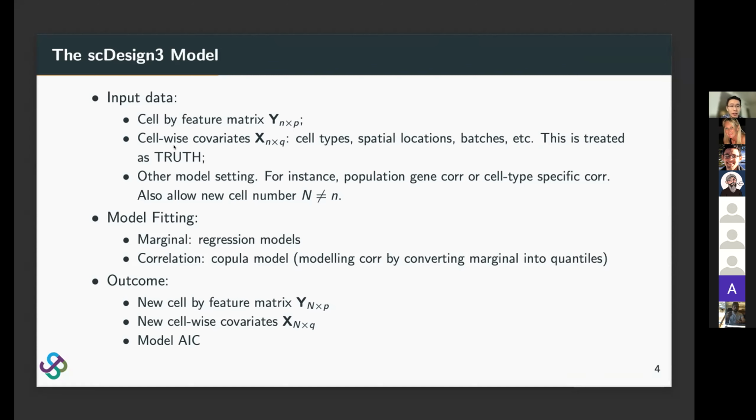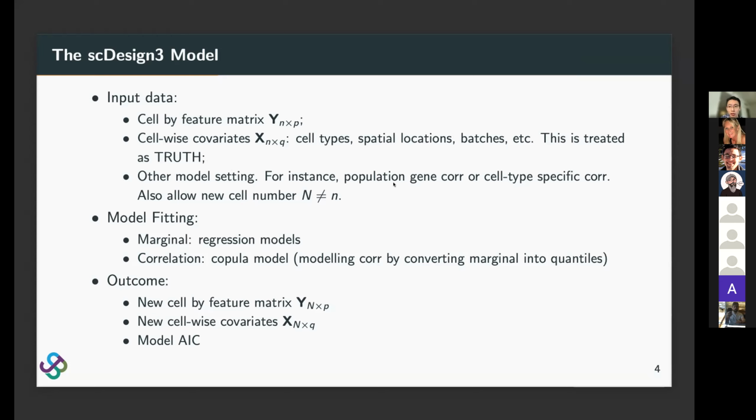And the next thing is the cell-wise covariates. So this is per cell information provided by users, for example, cell types, spatial locations, batches, conditions, and so on. So this will be treated as the truth for this model. For example, if you provide 3 cell types, then this model will think these 3 cell types are the truth and perform model fitting.